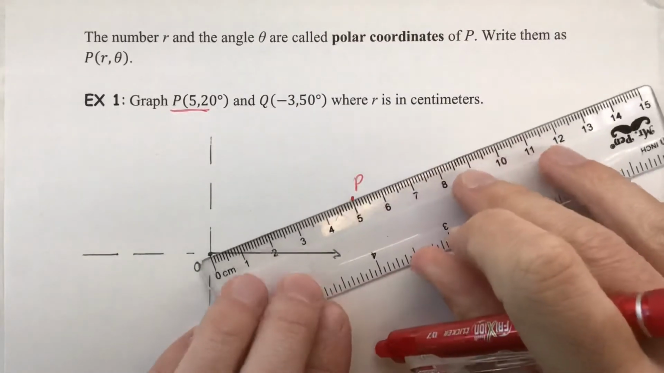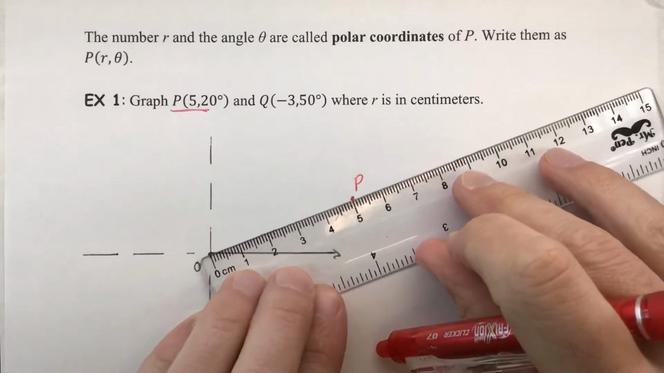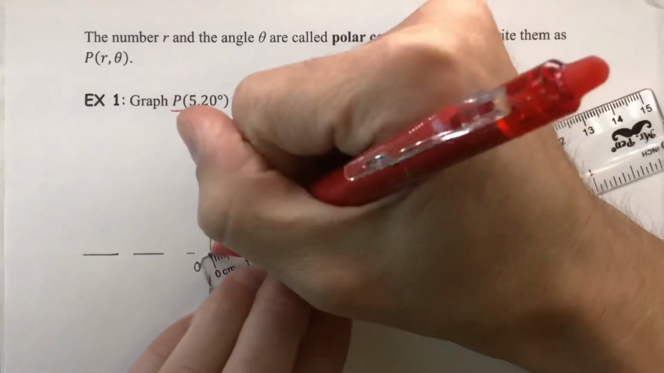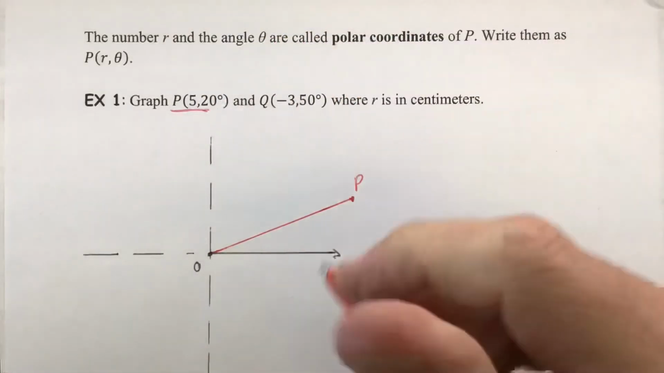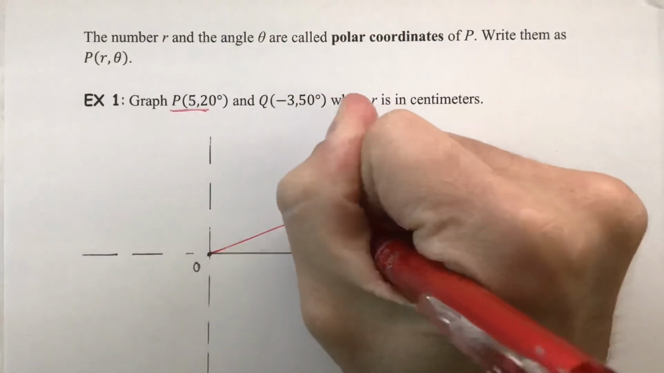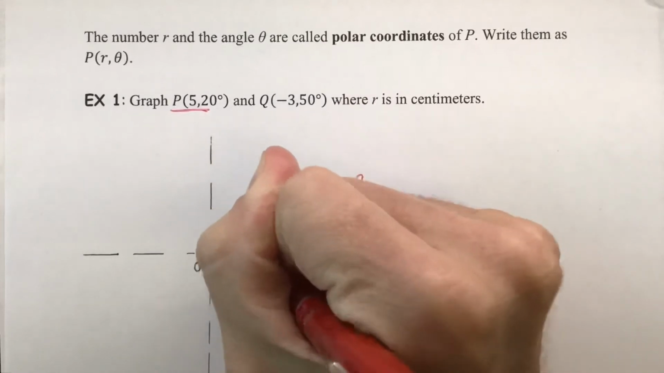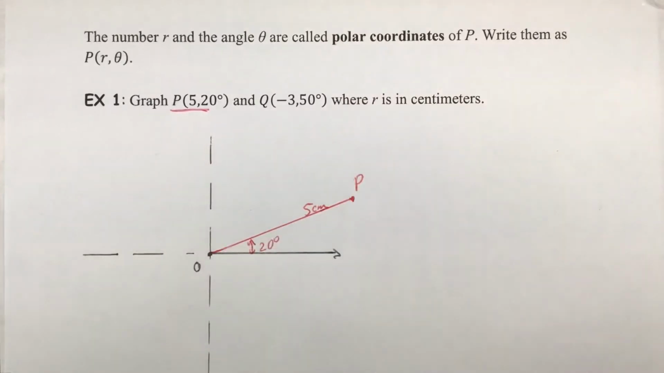All right, but just for the sake of being able to look back at this, I'll go ahead and connect it, and I'll write down the values we had. So that was 5 centimeters. And that was 20 degrees. That's how we got that one.